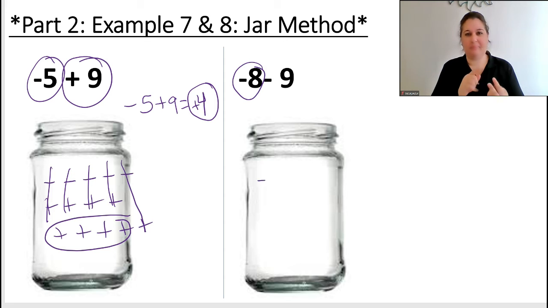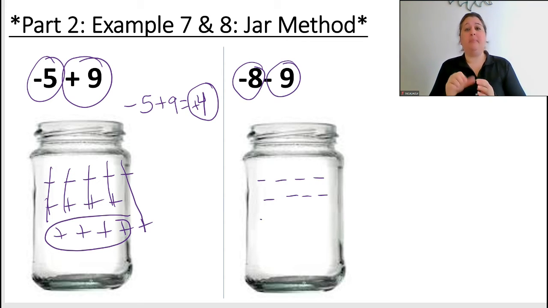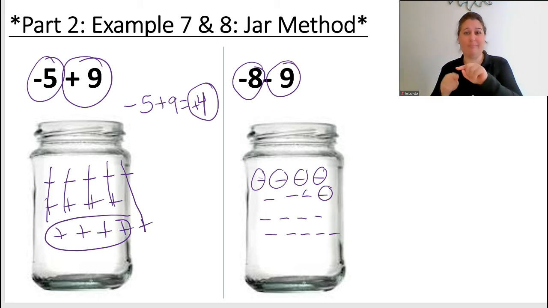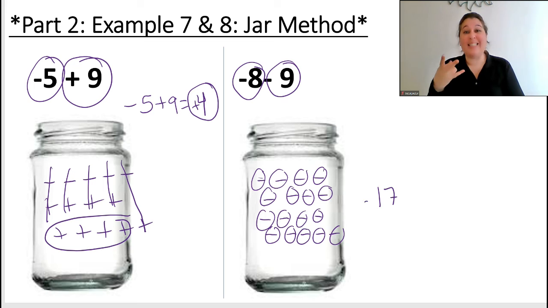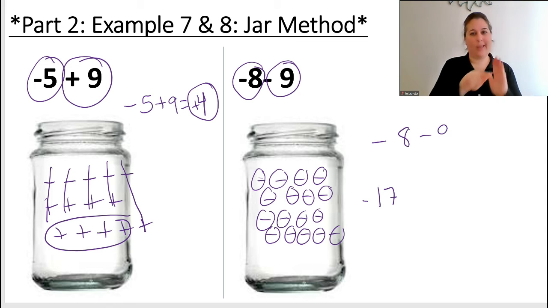All right, last example. I have 8 negatives. 1, 2, 3, 4, 5, 6, 7, 8. And I have 9 negatives. 1, 2, 3, 4, 5, 6, 7, 8, 9. Nothing cancels, so I add them all up. And when I do that, I get 17 negatives. So negative 8 minus 9 equals negative 17.